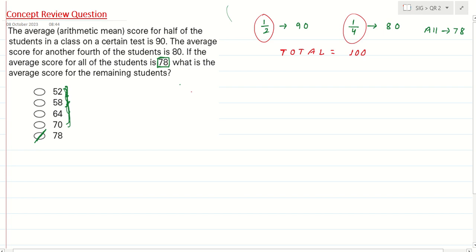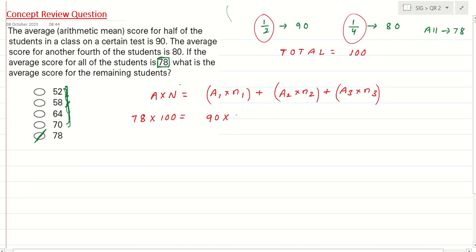Now, total 100, right? So can I say capital A and capital N equals A1 into N1 plus A2 into N2 plus A3 into N3. Make sense? I can also draw using the pi, not a problem. So what is now? Do I know the total average? Yes, I know 78. How many total number of people altogether? 100. Do I know the first average? Yes, 90. How many people? Half of 100. How much? 50.